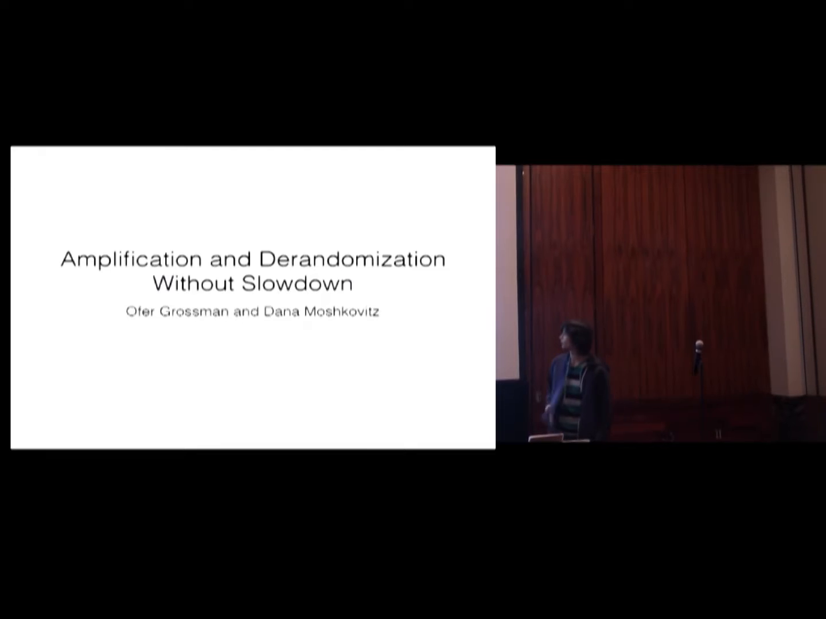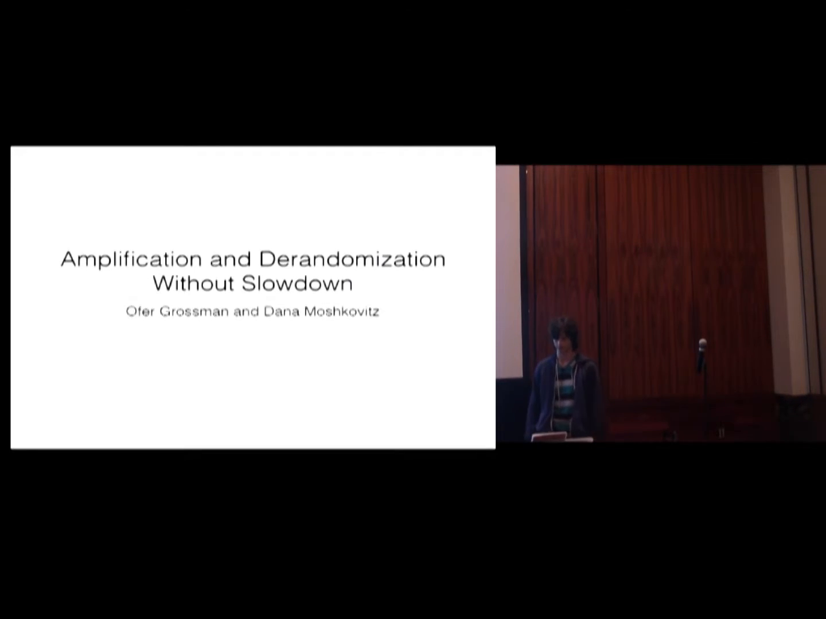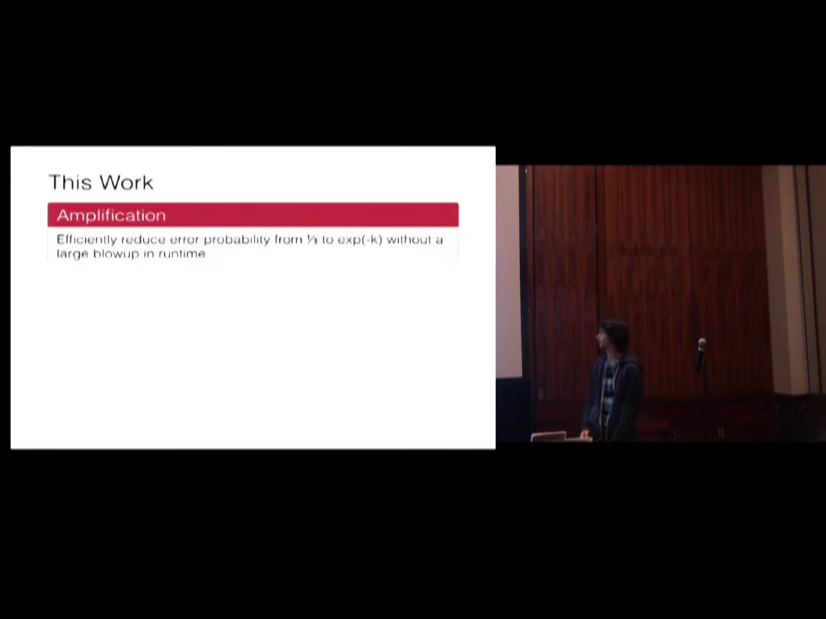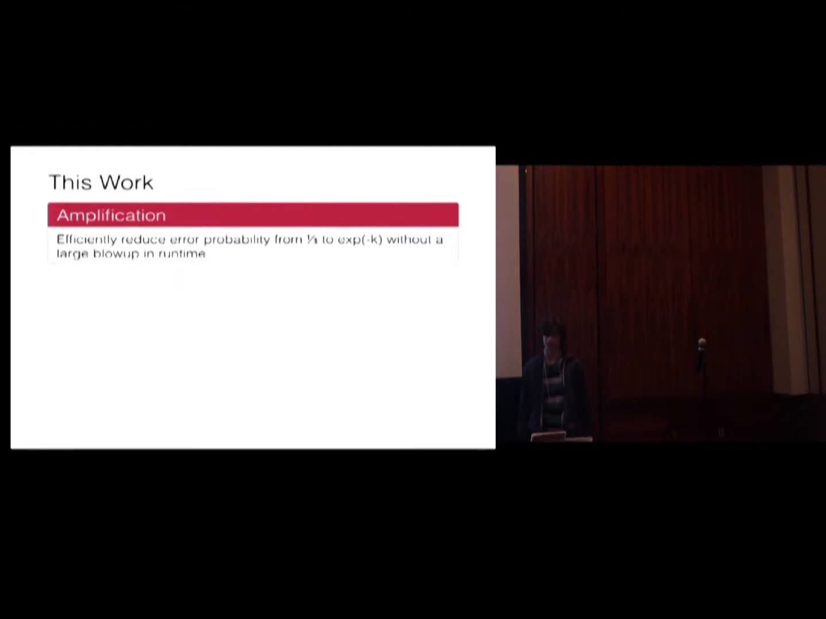OK, so this work is about two techniques for dealing with randomized algorithms. The first technique is for amplification. Here the situation is that we have a randomized algorithm with error probability 1/3, and we want to reduce the error probability to exponentially low in some parameter k without a large blow-up in the runtime.